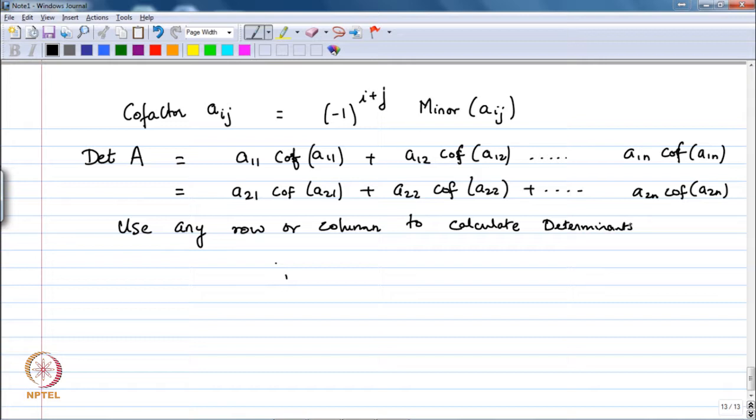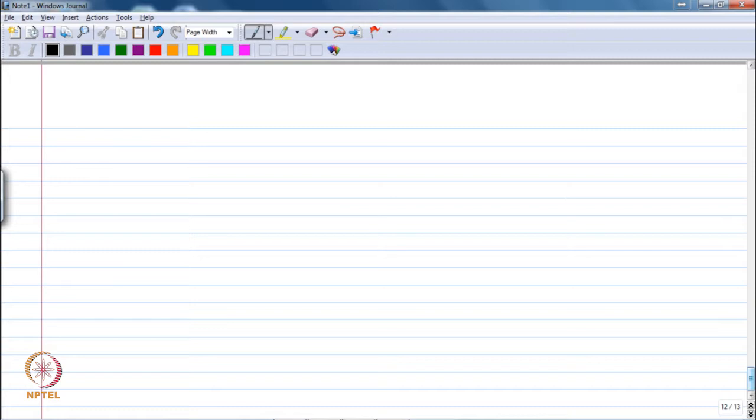So the minor of any element of the matrix A is given in this way. Similarly, there is something called the cofactor which is defined based on the minor. Let us say if you have A23, this is minus 1 raised to 2 plus 3 times the minor of A23. So this is basically minus 1 times the minor of A23.